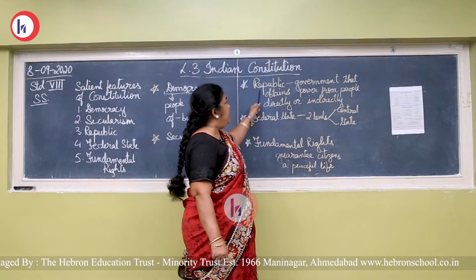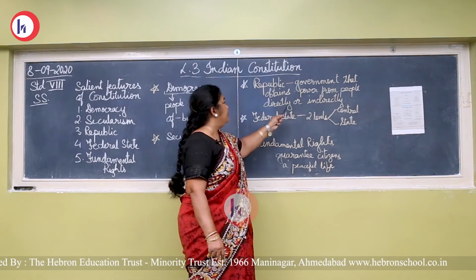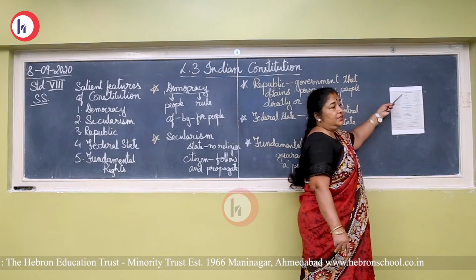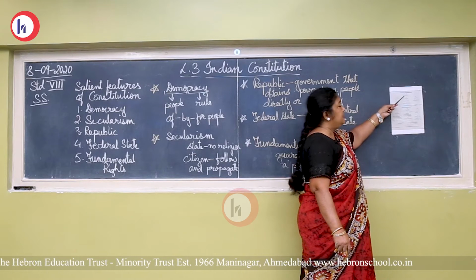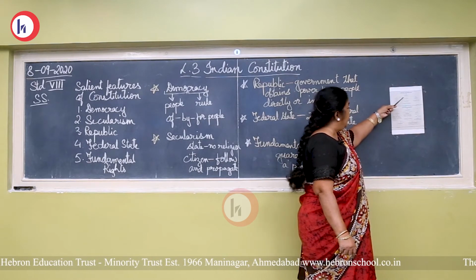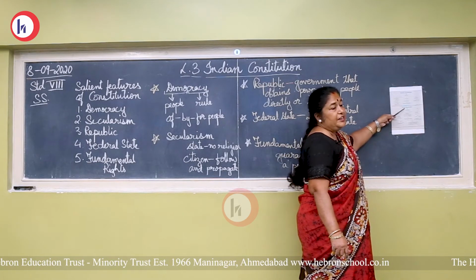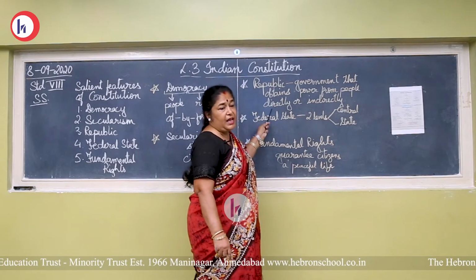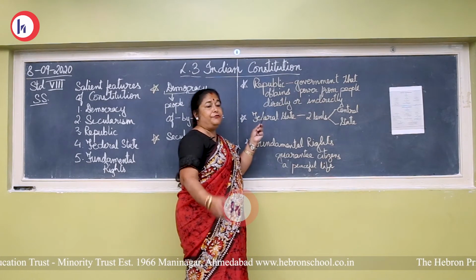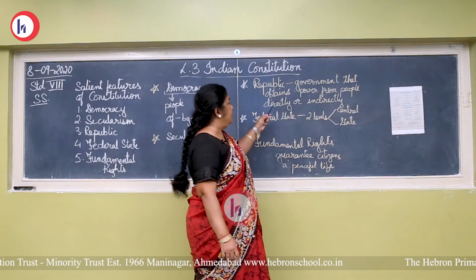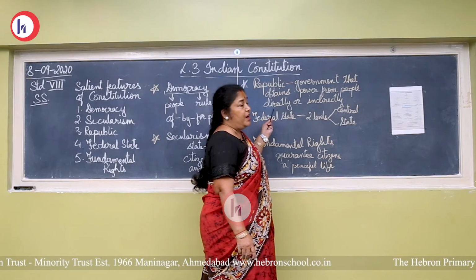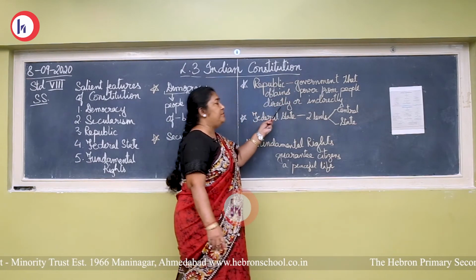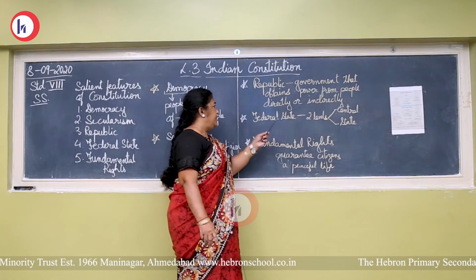Now, a republic is a government that obtains power from the people directly or indirectly. The prime minister is elected, and the prime minister and the president are elected indirectly. In the same way, the governor and chief minister are elected directly and indirectly. Power is not in the hands of a group of people. Only a few people don't get the privilege to govern. It is the people who have the power to govern. So, a republic is a government that obtains power from the people directly or indirectly.